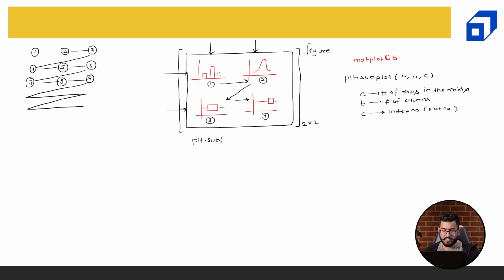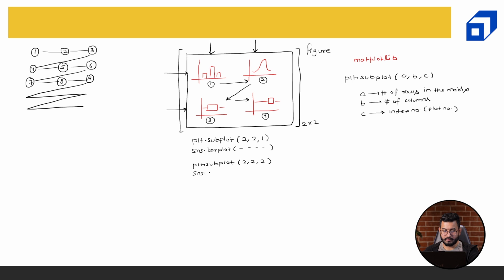Now we have to write plt.subplot, and we have to define the values of a, b and c. Subplot, a is going to be 2, b is going to be 2. Now the plot number is 1. Below this, I will write the code for plot 1, which is sns.barplot, or whatsoever we want to plot. Then plt.subplot 2 row 2 column plot number 2. Below this, I'll write the code for the dist plot.